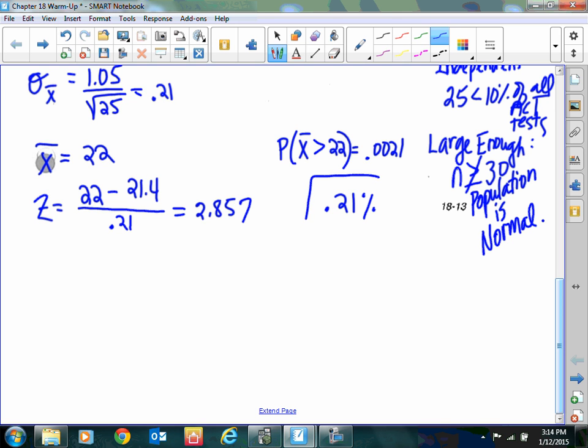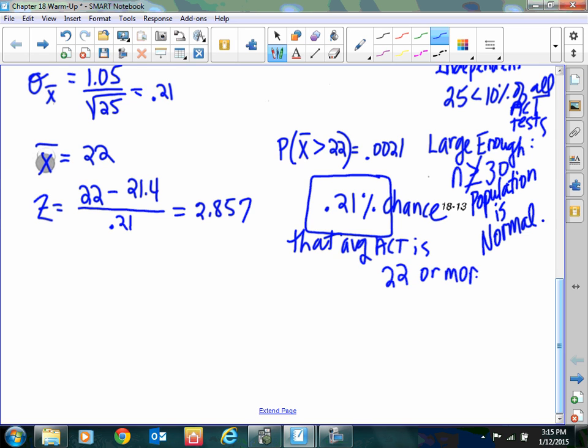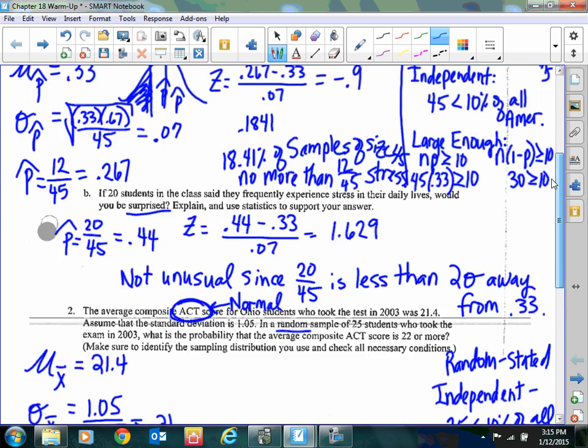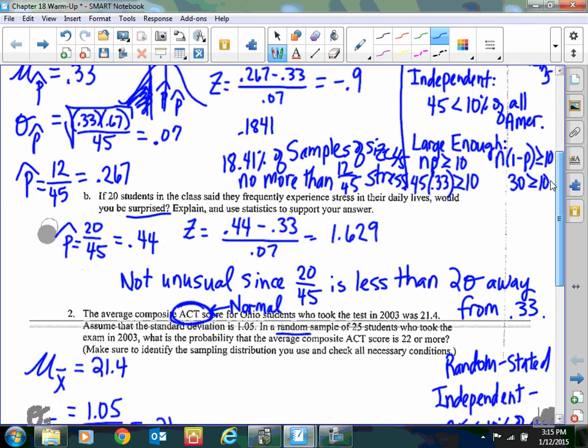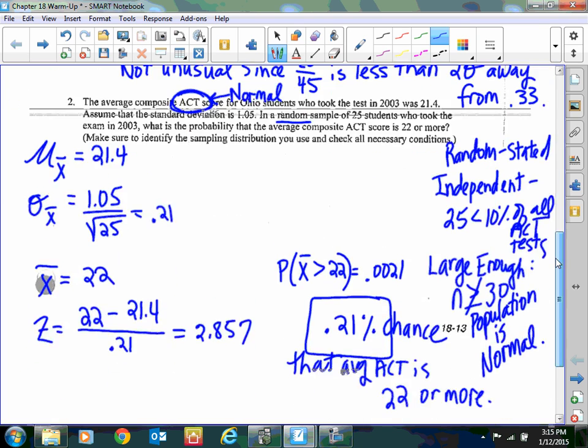So not very likely. Remember, we want to write our answers as a sentence. That, and then you'll go up to the problem that the average ACT is 22 or more. Okay, maybe did I write a sentence up there? Okay, yes I did. All right, so there's your problems.